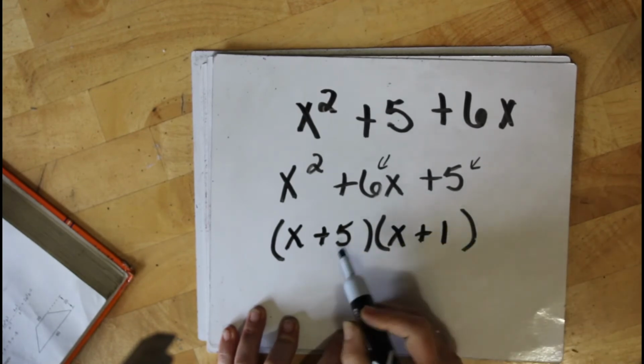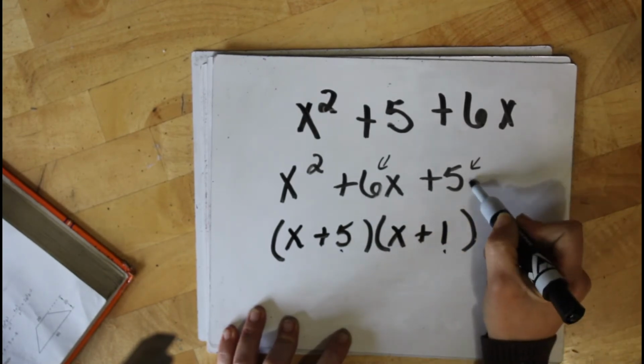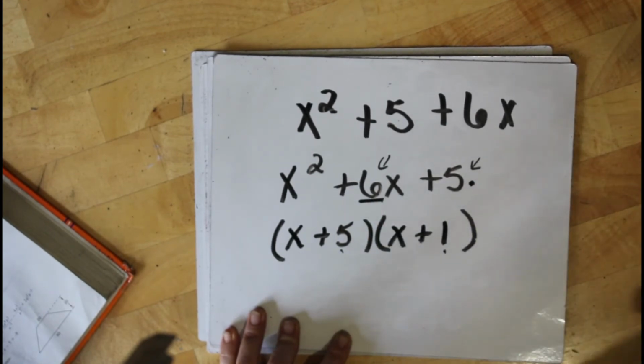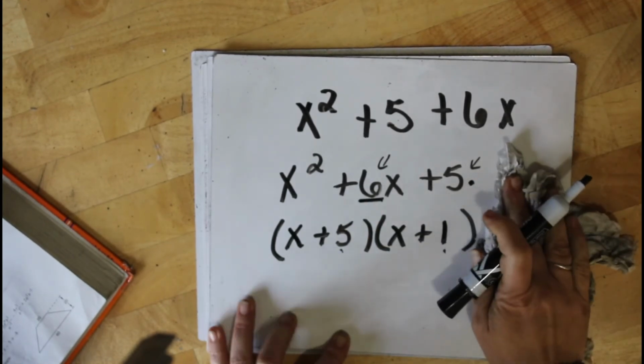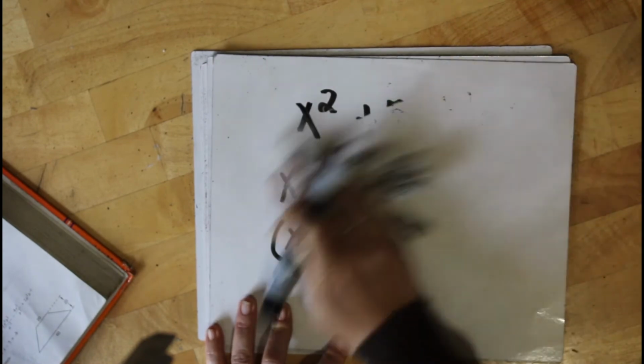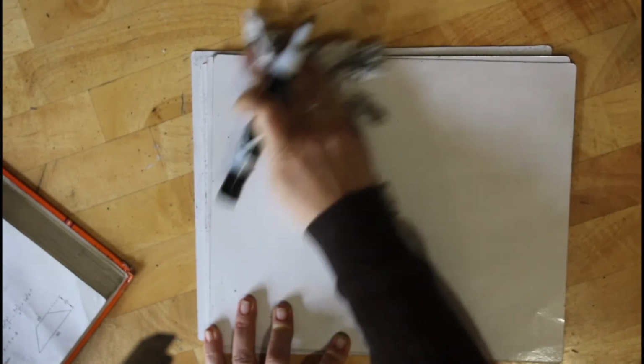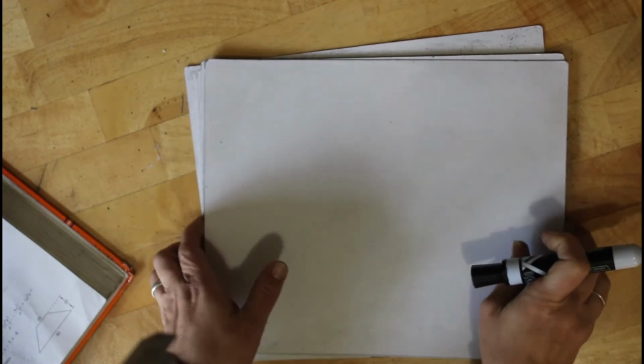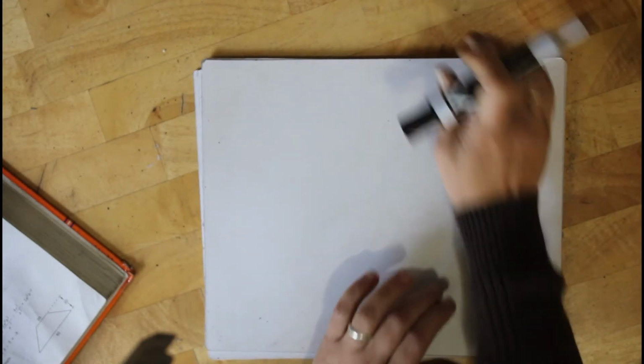So I can double check this and say 5 times 1 is 5. 5 plus 1 is 6. Alright, so that is the last example problem in the book. I want you guys to pause this video and try to do the practice problems A, B, and C. And then restart the video after you have answers, and I will work them for you.